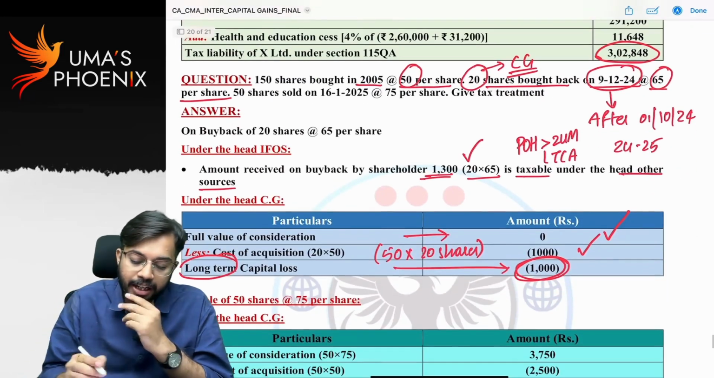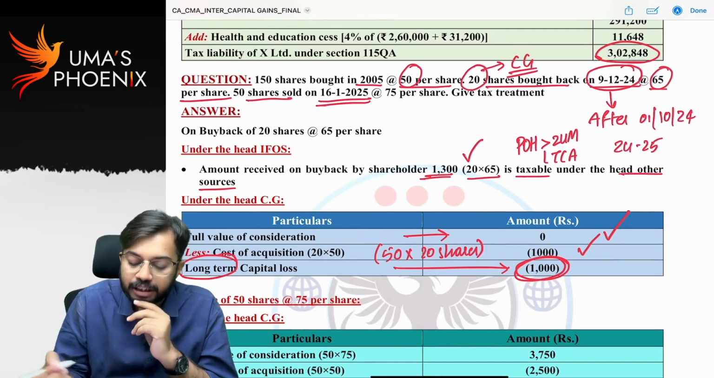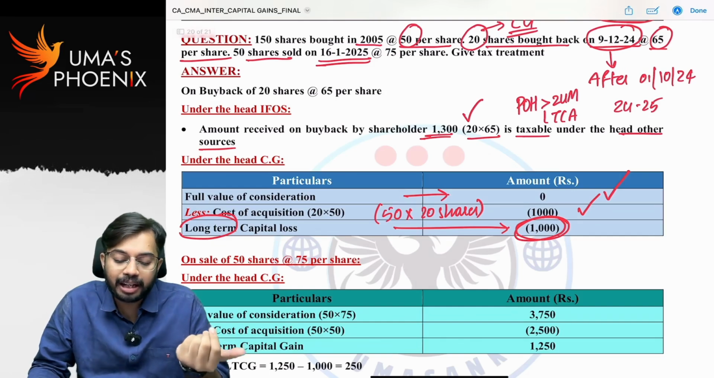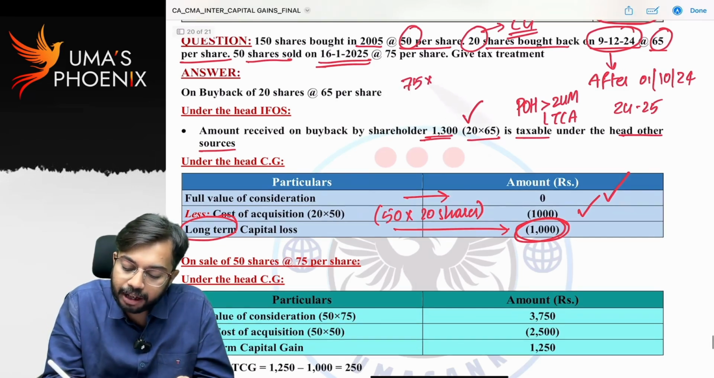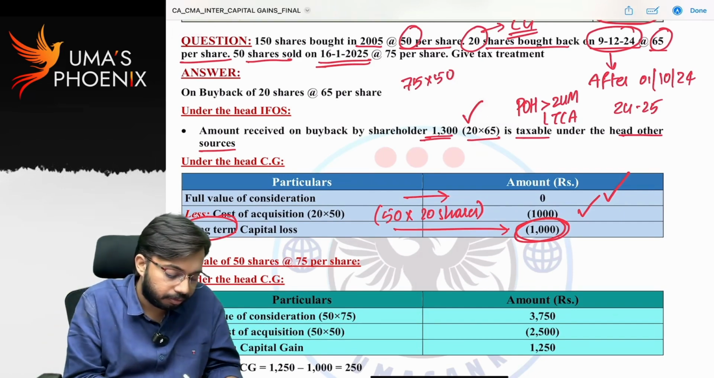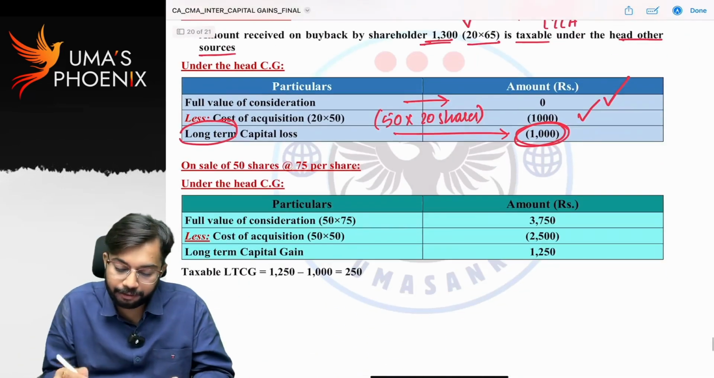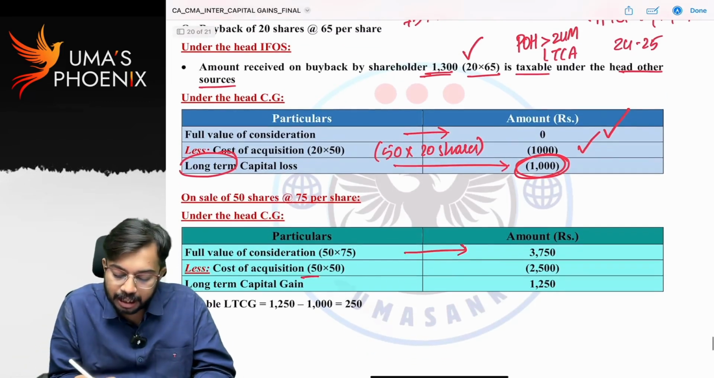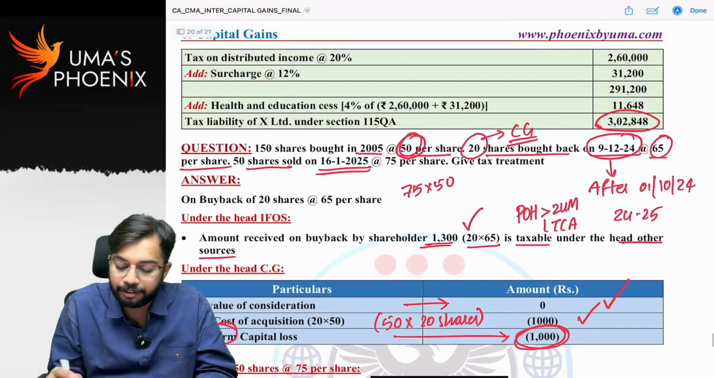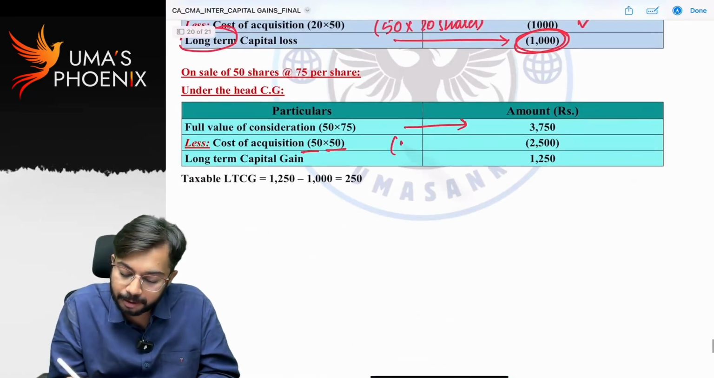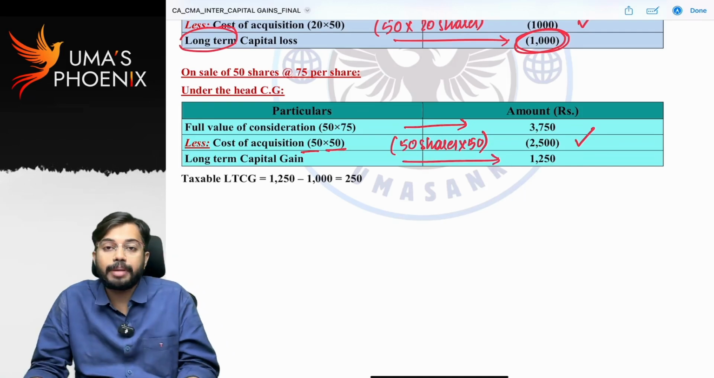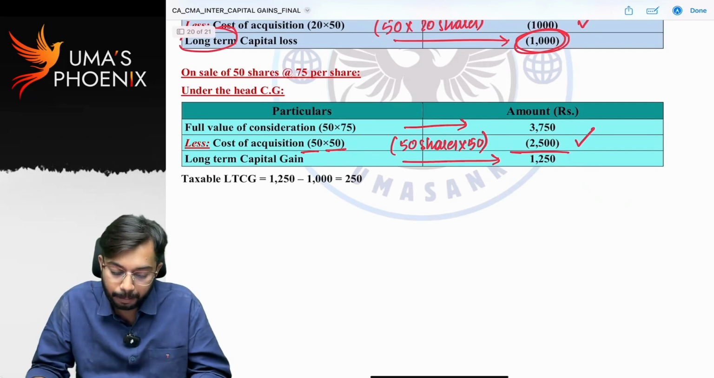Now, there is second transaction. 50 shares are sold on 16th January 2025. So on sale of 50 shares, we need to calculate capital gains, right? So 75 into 50, how much? 3750, correct? So full value of consideration is equal to 3750. 50 shares are purchased for 50 rupees. So 50 shares into 50 rupees, how much? 2500. How much is long-term capital gain? Long-term capital gain is 1250 rupees.